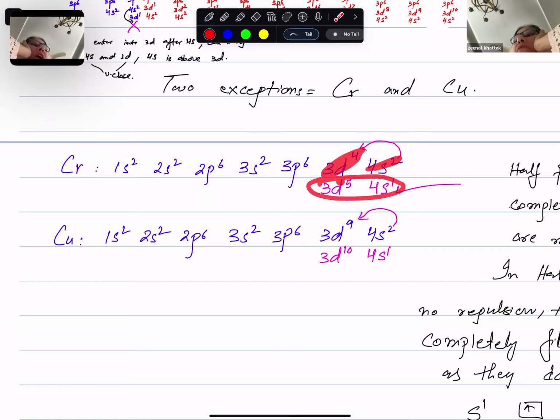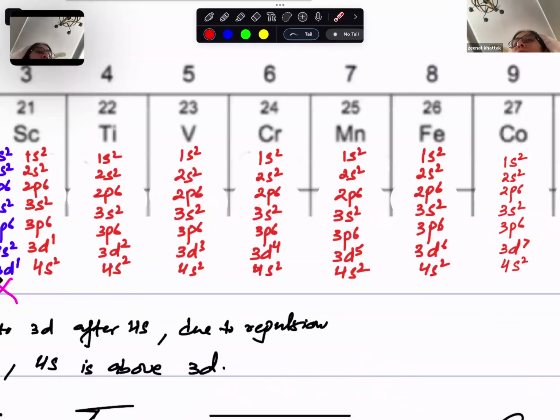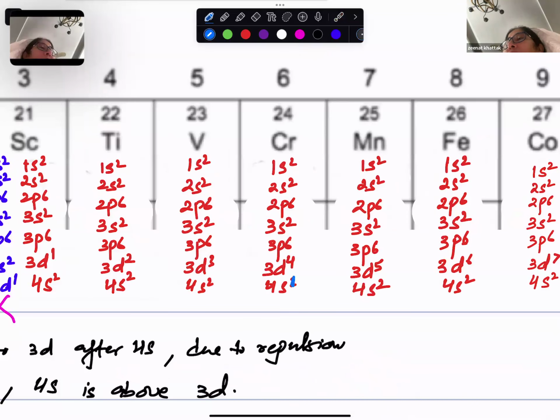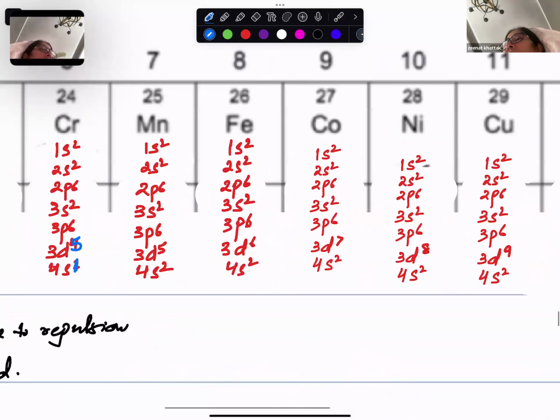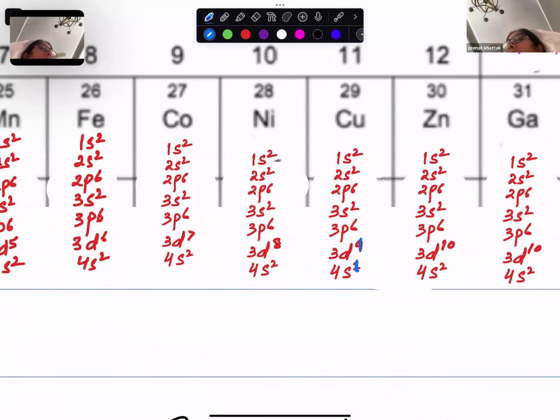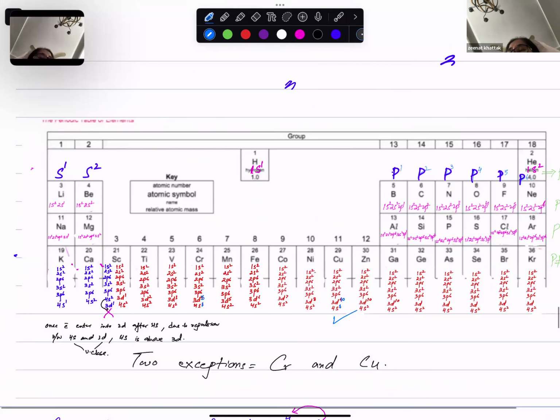And lower, both are half filled. More stable. Complete and half filled, more stable. So what happens actually in chromium and copper is that it is 1, and this is 5. In this it is 1, and this is 10. This is the actual correct configuration.